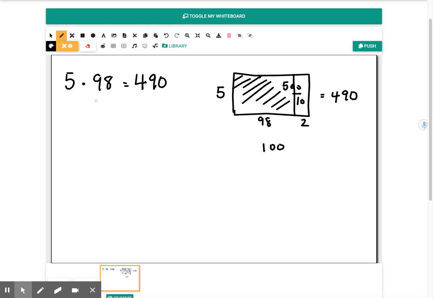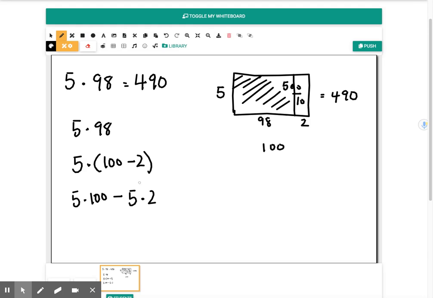Now I want to decompose, or maybe compose, to find out what 5 times 98 is. So let's see what that looks like numerically. So 5 times 98, well, I need to kind of go up now. I know 100 minus 2 gives me 98. Why am I doing minus 2? Because I'm trying to find what 5 times 98 is. So then I can do 5 times 100 minus 5 times 2, because I'm multiplying 5 times 100, 5 times 2.